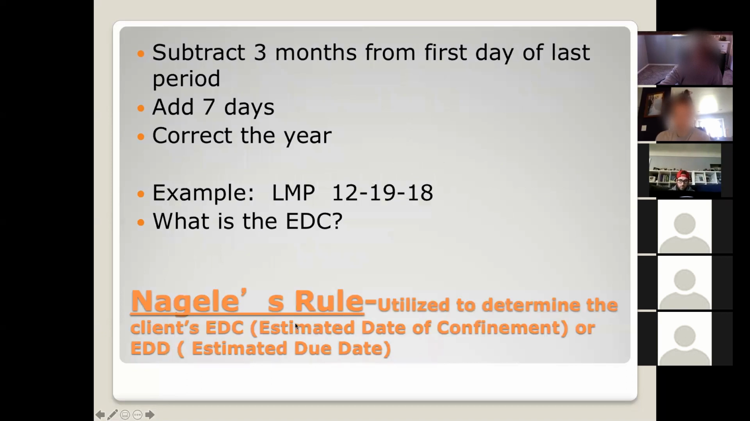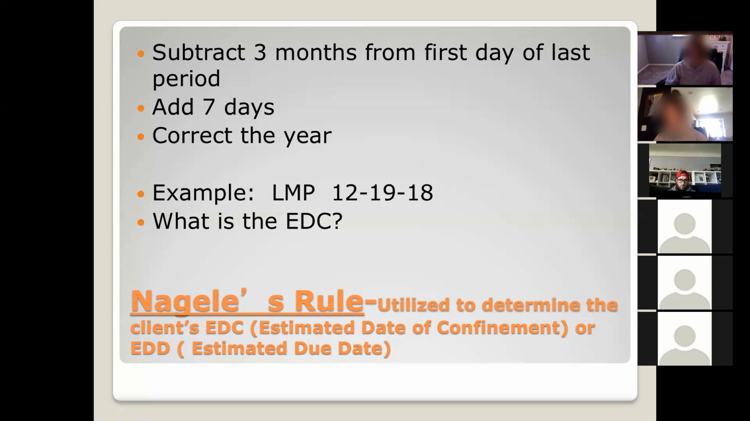Okay, all right. So yeah, practice that at clinical. Look at your patients. Look at your G's and P's. Try and understand that, and do some practicing with that. The other thing you'll need to practice on, I'll explain, is this Nagel's rule.